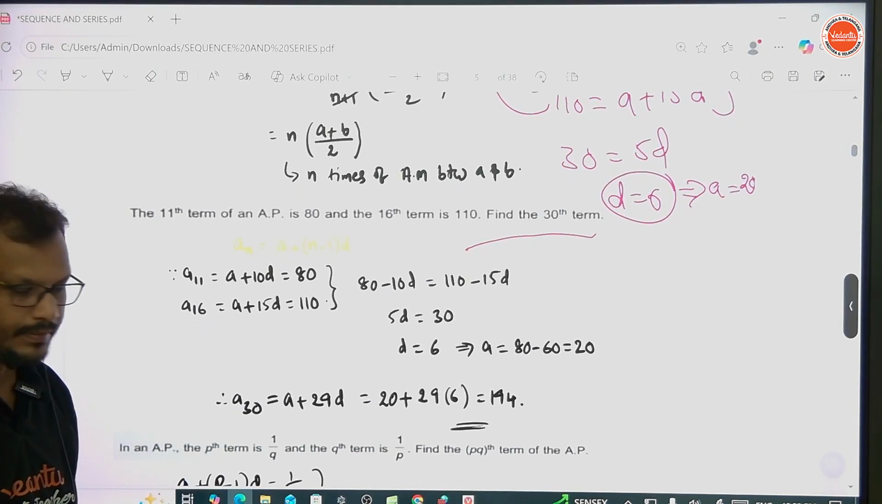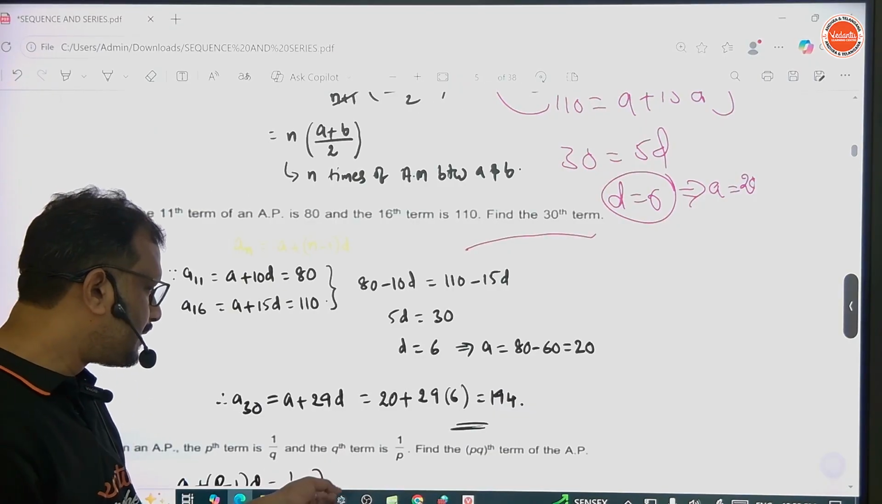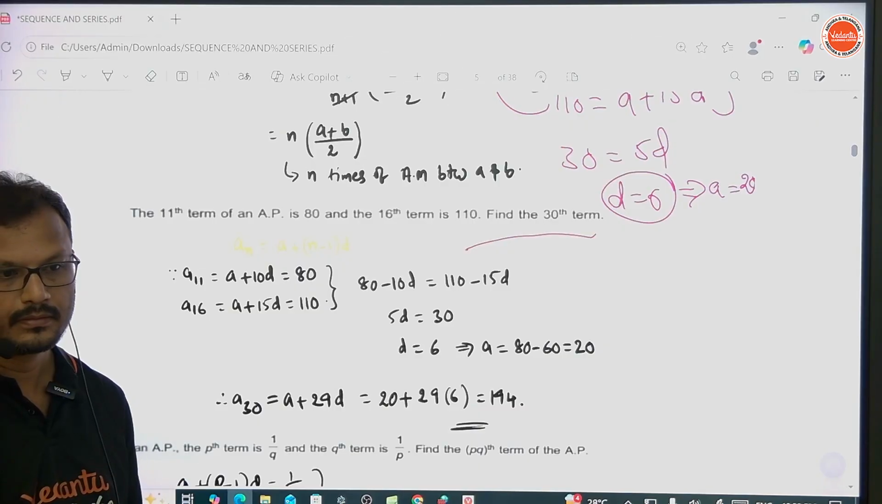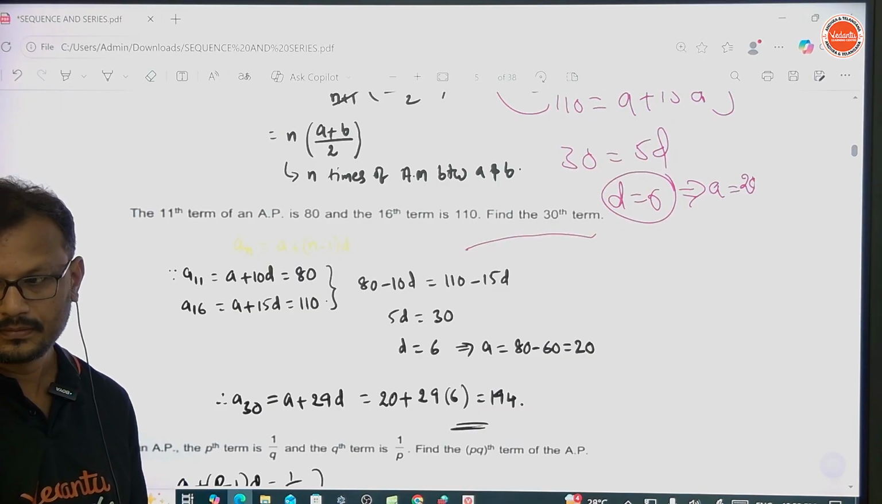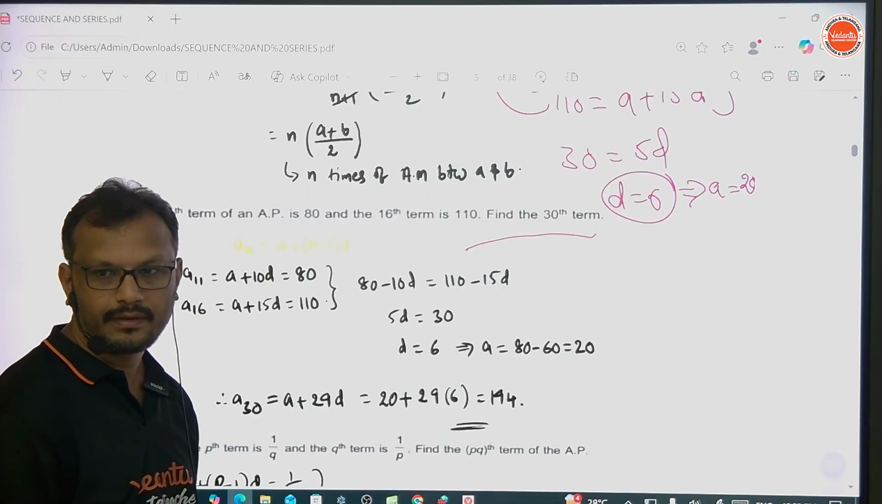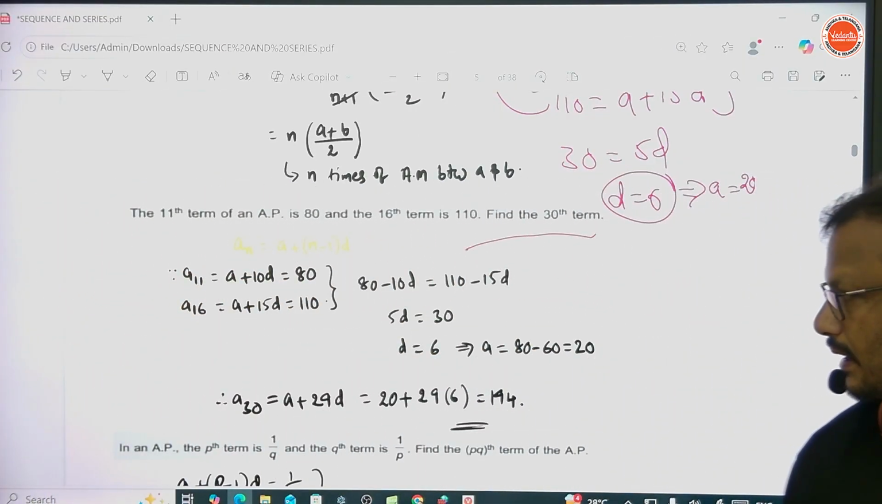Let's try this one. The Pth term is 1 by Q. The Qth term is 1 by P. Then what will be the Qth term of the AP? So there are two conditions given now. Based on those, you can find the A and D values. Just try now.